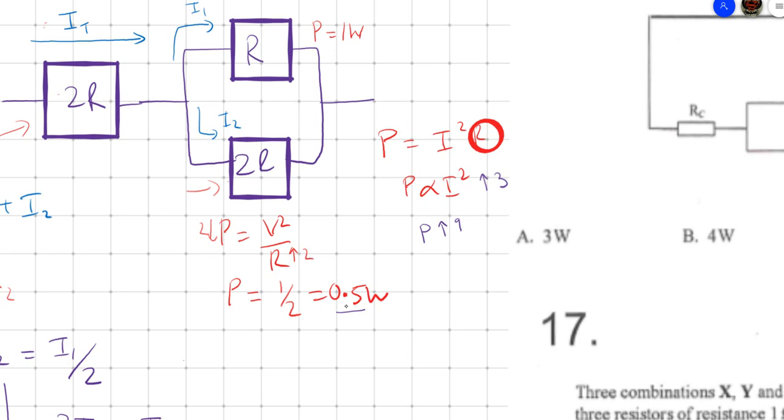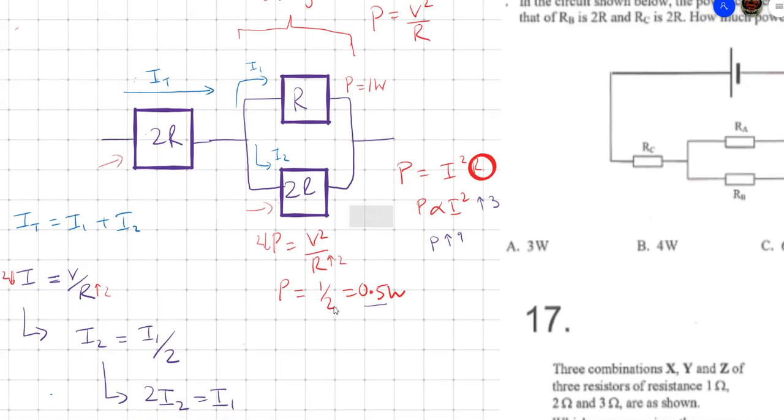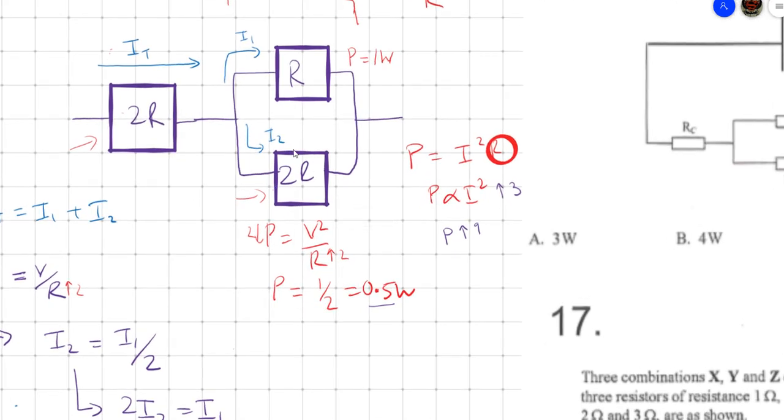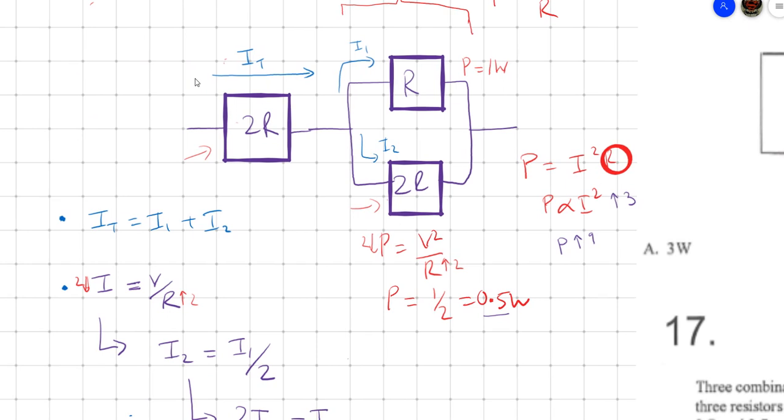0.5. But this time the current, sorry, the power in this 2R is 0.5. Now the current here, because it's IT, has gone up by 3 times, but since it is current squared, the power has gone up by 9 times. So to get the power here, we need to do 0.5 watts multiplied by 9 times, and how much is that?